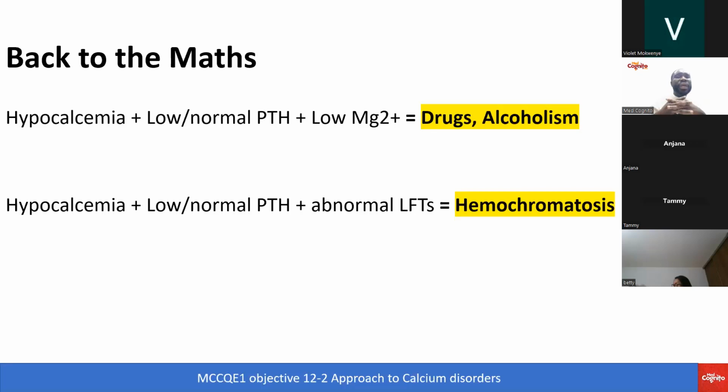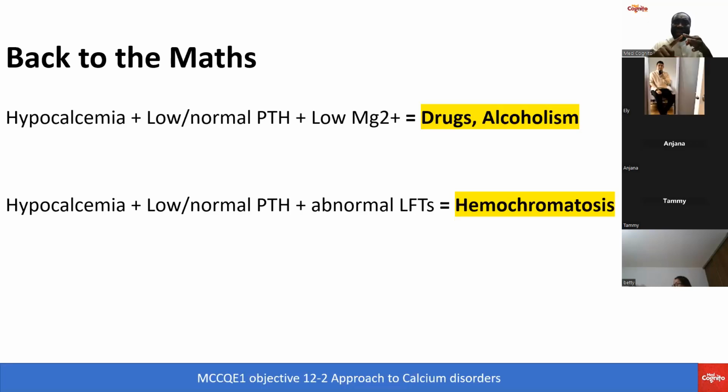Okay, I'll go on. If I have a patient with hypocalcemia, low parathyroid hormone levels, and then low magnesium levels, I'm going to think about drugs, as we said, or a patient who is an alcoholic. And then remember that we also said that iron overload can cause low calcium levels. If I have a patient with hypocalcemia, low parathyroid hormone levels, and abnormal liver function test, I'm going to think about iron overload. Why? Hemochromatosis. Because in hemochromatosis, there can be deposition of iron in the liver.